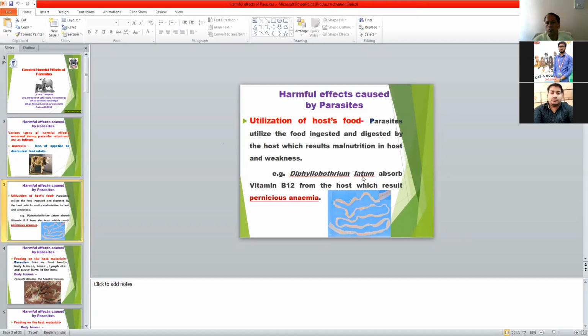तो important harmful effect caused by the Diphyllobothrium latum infection is pernicious anemia inside the host, because Diphyllobothrium latum absorbs a much larger amount of vitamin B12 from the host, which results in deficiency of vitamin B12, and which ultimately causes pernicious anemia in the host. So हमेशा आप याद रखिएगा, Diphyllobothrium latum infection absorbs much amount of vitamin B12 from the infected host, which results in pernicious anemia inside the host.